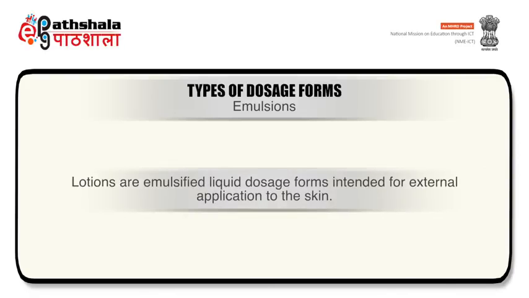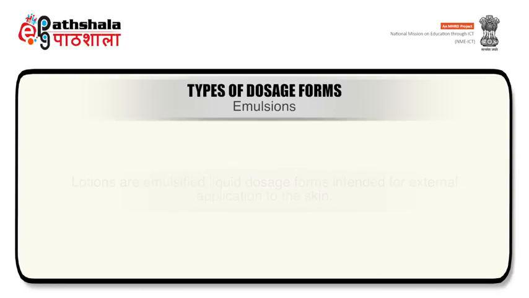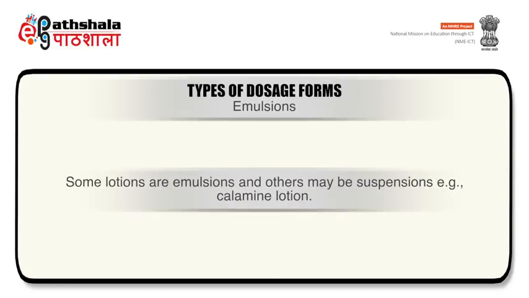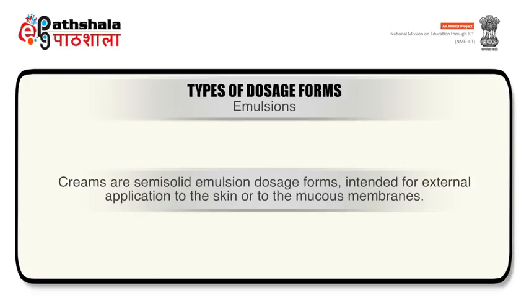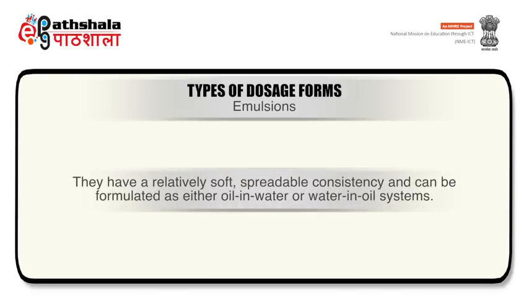Lotions are emulsified liquid dosage forms intended for external application to the skin. Some lotions are emulsions and others may be suspensions. Example, calamine lotion. Lotions are more fluid than semisolid and are pourable. Creams are semisolid emulsion dosage forms intended for external application to the skin or to the mucous membranes. They have a relatively soft, spreadable consistency and can be formulated as either oil in water or water in oil systems.